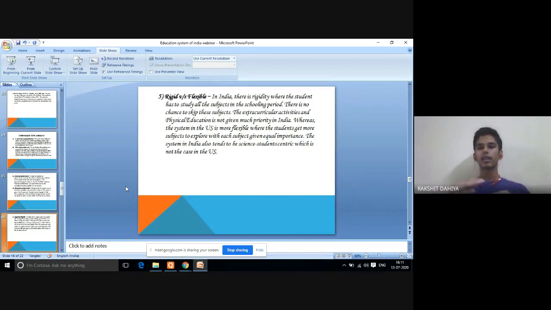In India, there's rigidity where the student has to study all the subjects in the schooling period, which clearly states that if we have five main subjects, which includes SST, Hindi, English, Maths, and Science, we have to study all of them, even if I'm thinking to go for languages like communication and English, but still we have to learn SST, Maths, and Science. Why is this? This is an important topic that the government should look and discuss about.